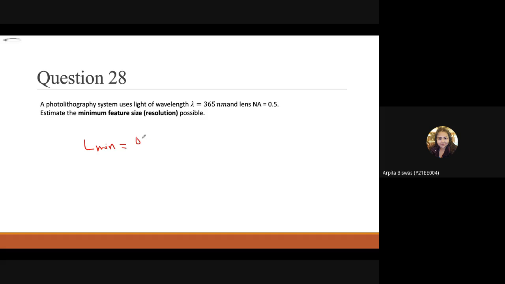0.61 into lambda by NA. This is the equation. Now tell me what is the value of this L minimum? 0.61 into lambda by NA. 445.3 nanometer. Yes, 445 nanometer.